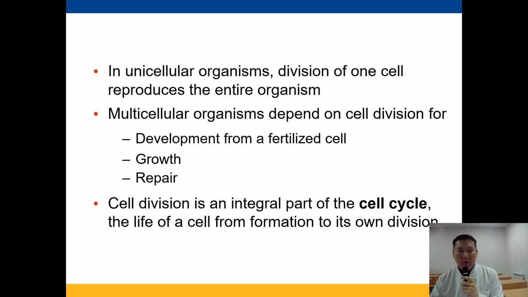In unicellular organisms, division of one cell reproduces the entire organism. And multicellular organisms depend on cell division for development from a fertilized cell, growth, and repair. Cell division is an integral part of the cell cycle, the life of a cell from formation to its own division.